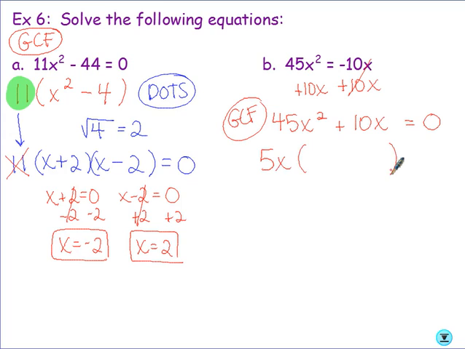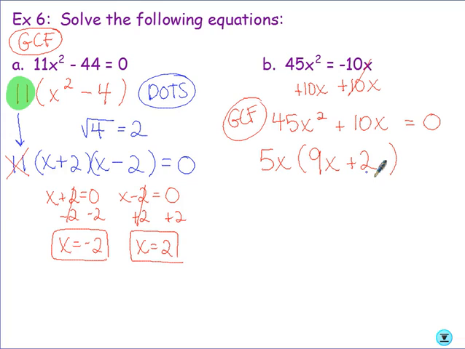Let's see what we have left over. 45 divided by 5 is 9. x squared, take away 1 x, leaves me with 1 x. 10 divided by 5 is positive 2. 1x, take away 1x, leaves me with none. Does this one look a little different? The answer is yes.